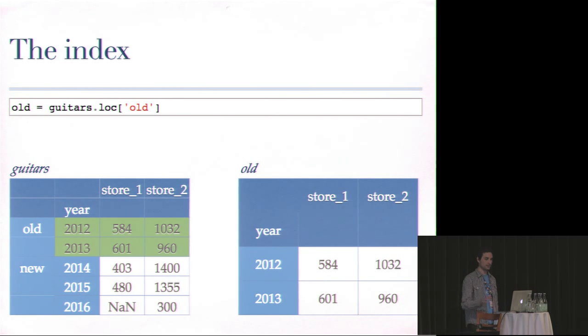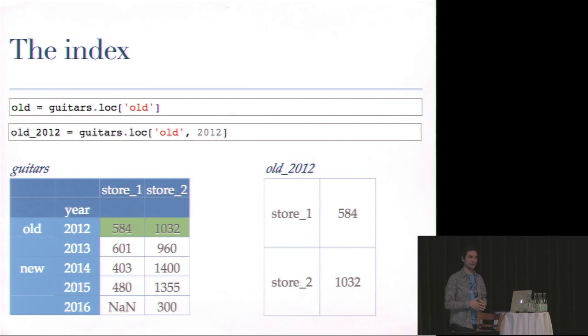So with this hierarchical index, I can now say guitars.loc, and remember this is the way we select rows, guitars.loc old, and that selects all the rows that are contained in this outermost index. And what we get back is a new data frame where that outermost index has been dropped, and we're returned our original index, which is the year index.